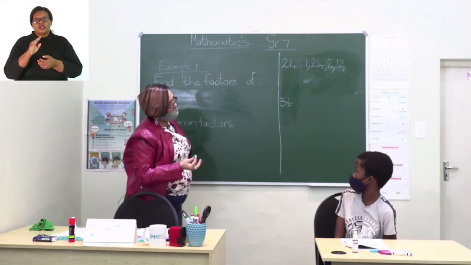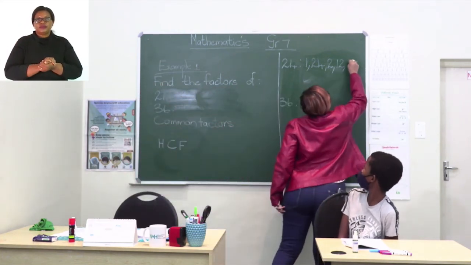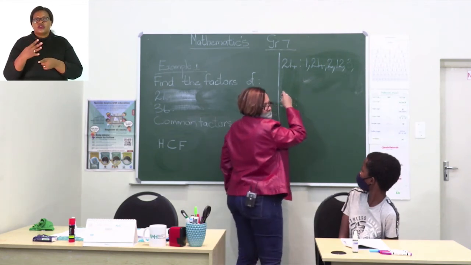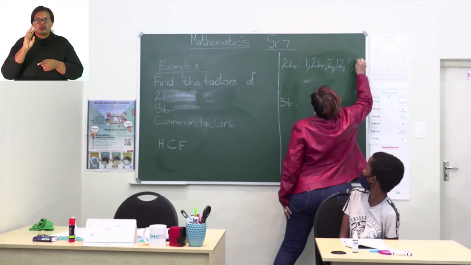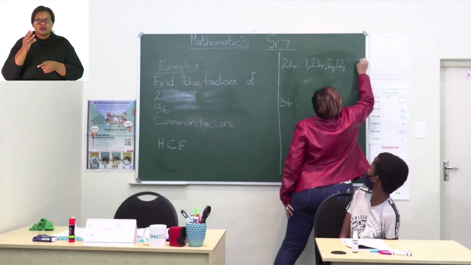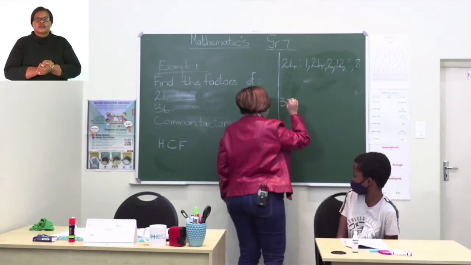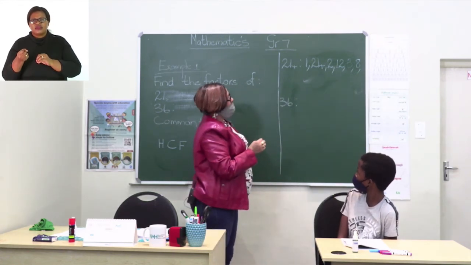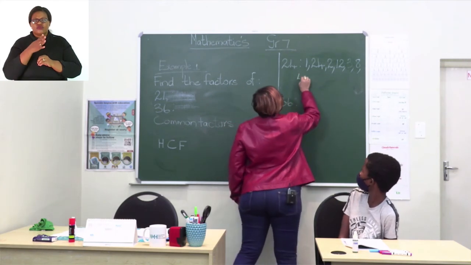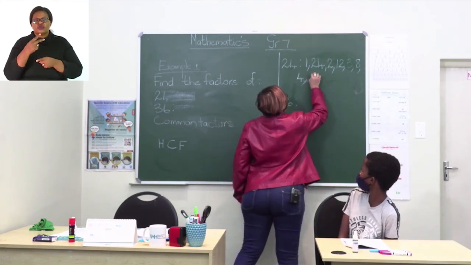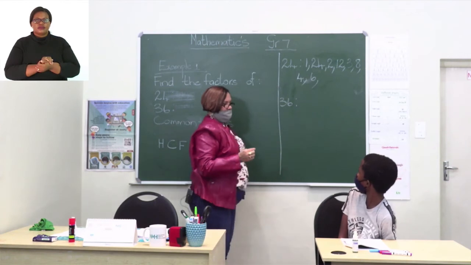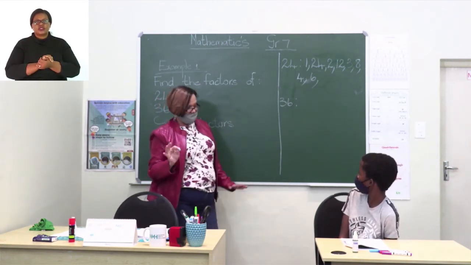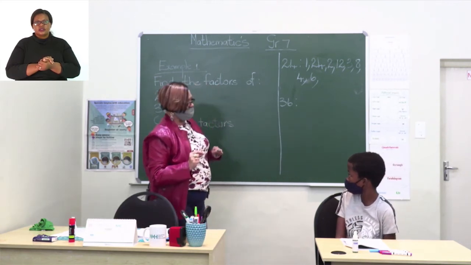Any other numbers? 3. 3 divided into 24? How many times? 8 times, right? Right. Any other number? 4. 4 divided into 24? 6 times. That's the lot, eh? Right, do you agree? Yes.